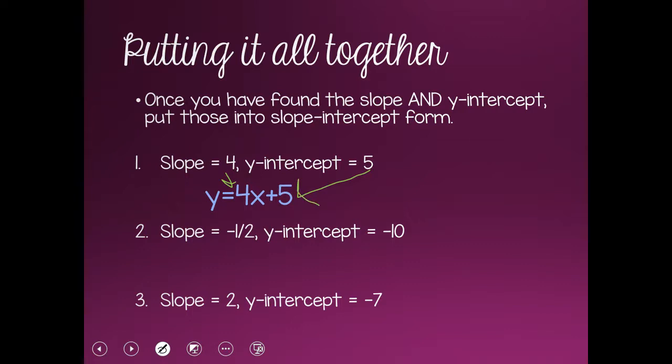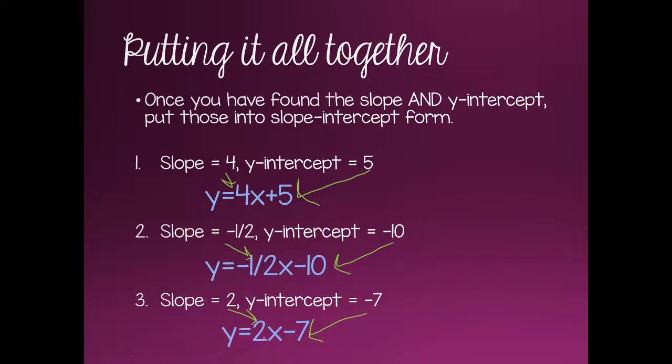If my slope equals negative 1/2 and my y-intercept equals negative 10, I'm going to have y equals negative 1/2 x minus 10. Negative 1/2, negative 10. Okay. Slope equals 2. Y-intercept equals negative 7. Y equals 2x minus 7. Positive 2, negative 7. So all we're doing is plugging those values in.